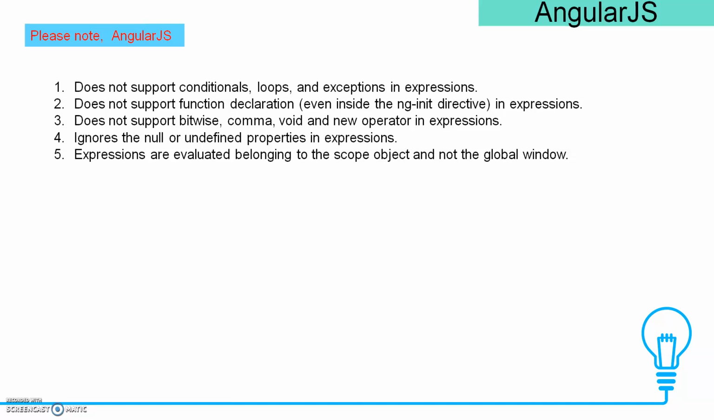Expressions are evaluated against the scope object and not the global window. It means they are evaluated in the scope of that model or variable in which they are used, not in the global scope. So remember these five important points with respect to expressions in AngularJS.